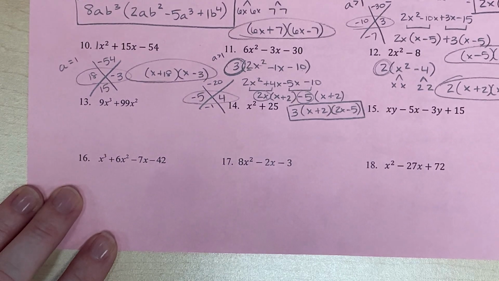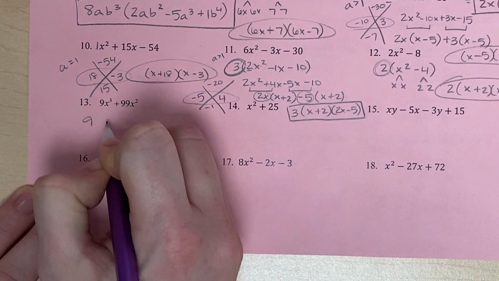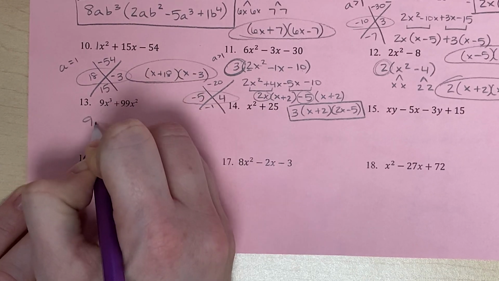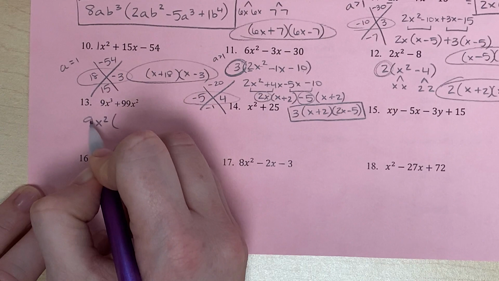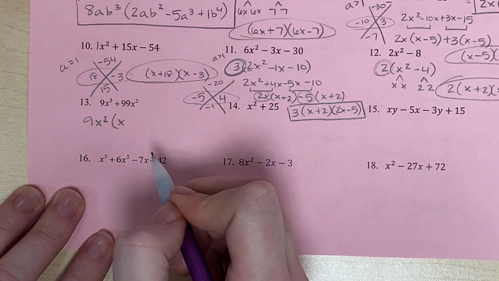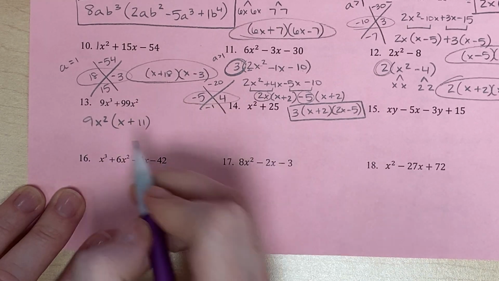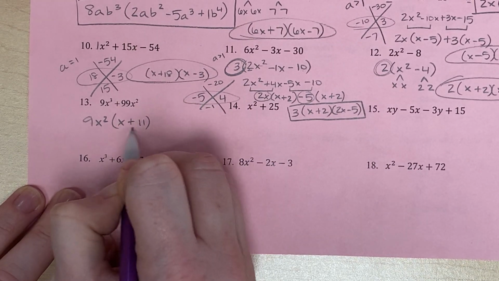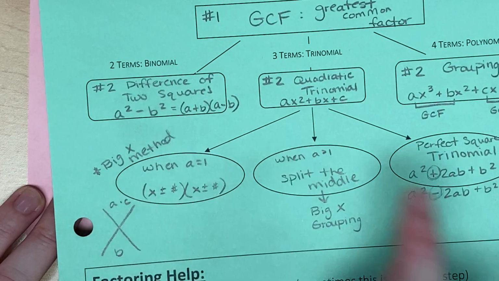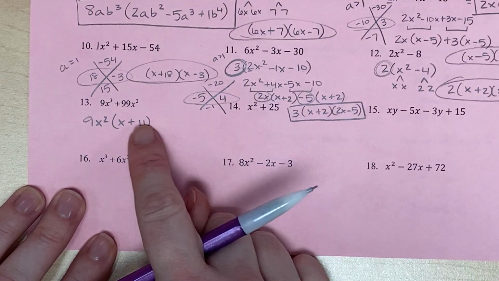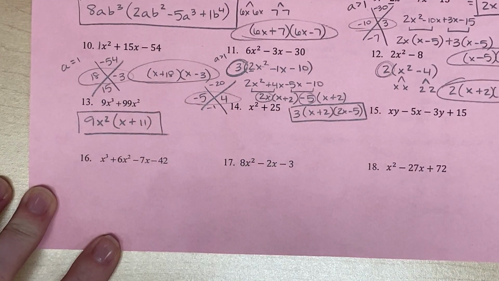For number 13, the first thing I do is look for a GCF. I know that 9 goes into both of those numbers, and I also see that they both have at least an x squared. So I'm going to factor that out. 9x cubed divided by 9x squared is x. 99x squared divided by 9x squared is 11. And since I just have a binomial here in the parentheses, I look to see, is it a difference of two squares? No, that's not a difference of two squares. So the only thing I can do on that one is factor out a GCF.